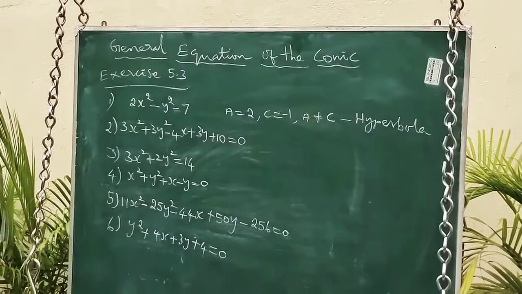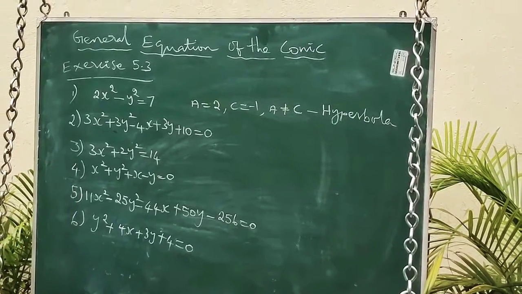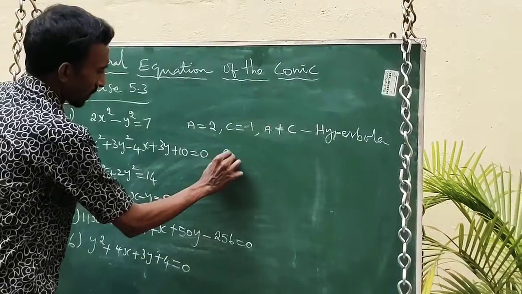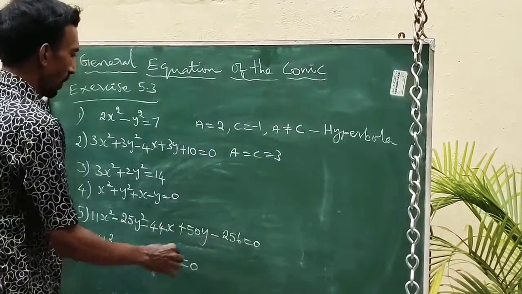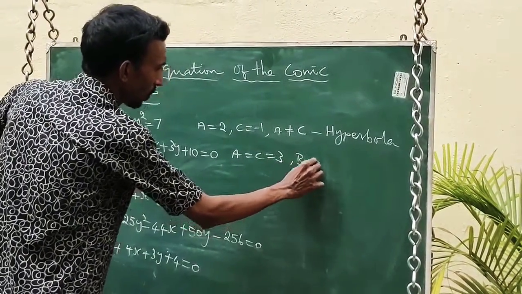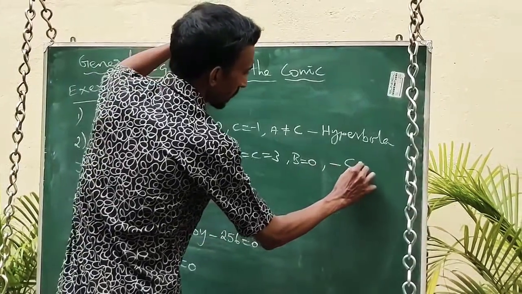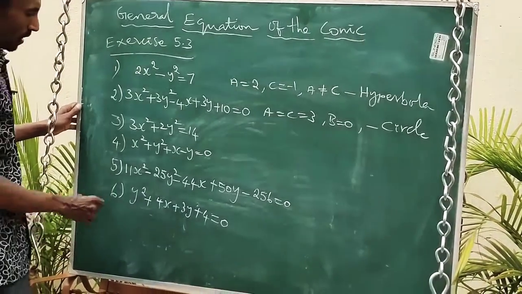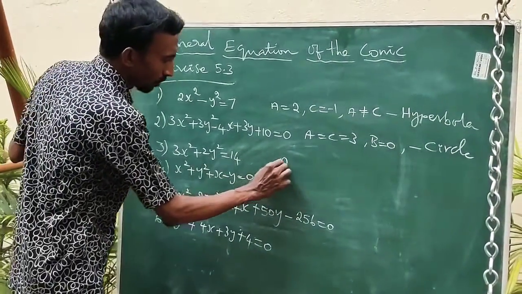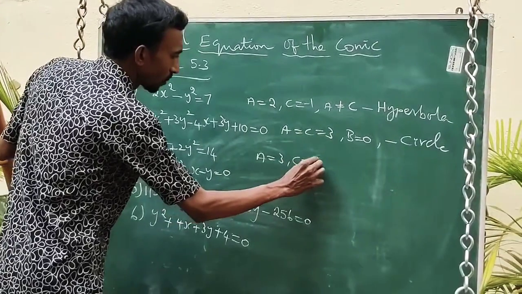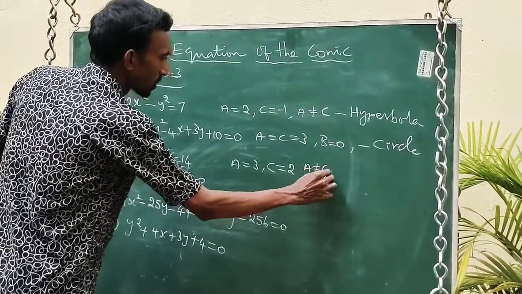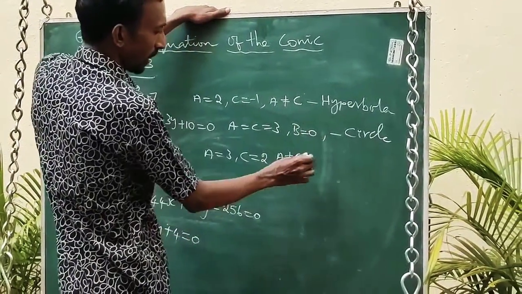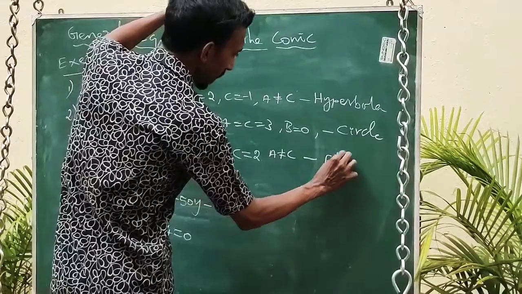A not equal to C, and A and C are opposite sign, therefore it represents a hyperbola. Second question, A, C both are 3 and B value 0, therefore it represents a circle. Okay. Third one, A value 3, C value 2, A not equal to C. In the meantime, both are same sign. Here opposite sign, here same sign, therefore it represents an ellipse.